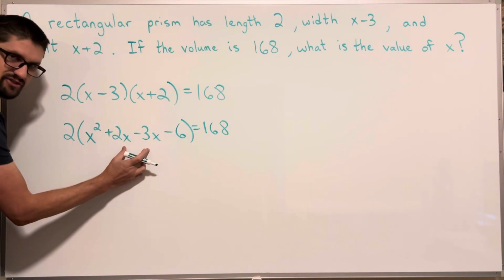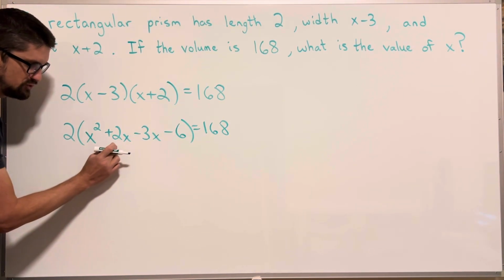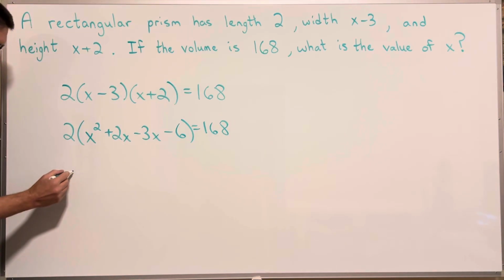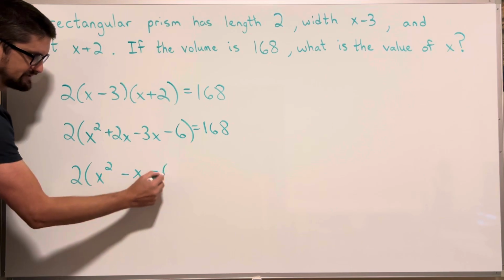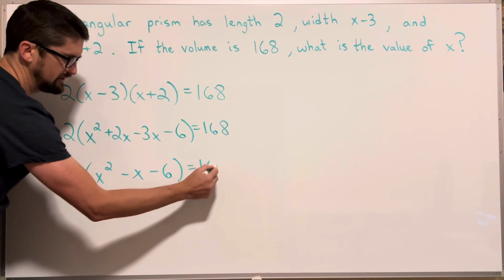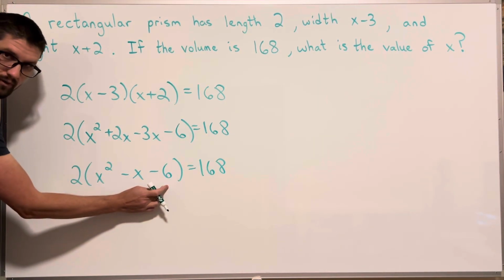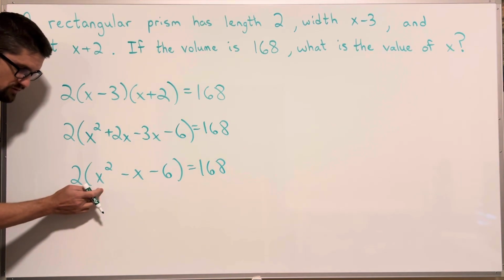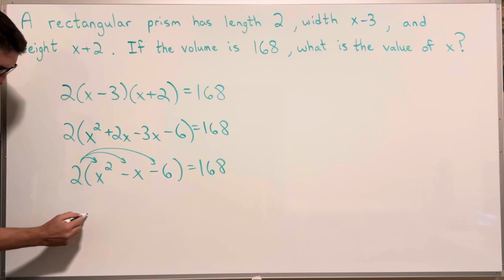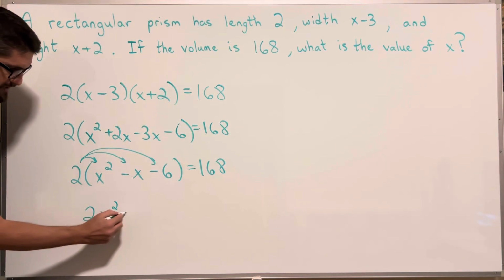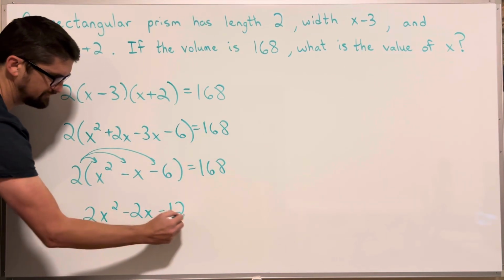You can combine these two middle terms here. 2 minus 3 is a negative 1. So that is going to give you a minus x in the middle. I'm going to distribute the 2. End up with 2x squared minus 2x minus 12.